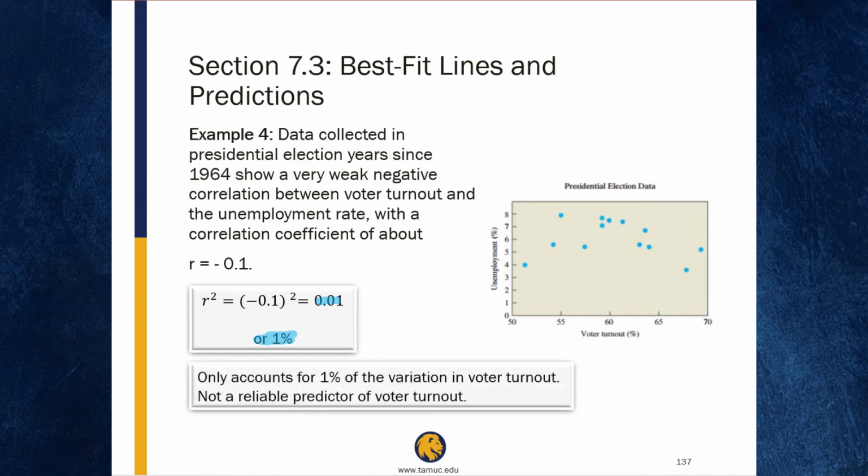So what that tells us is the best fit line for this data only accounts for 1% of the variation in voter turnout, and so it would not be a very reliable predictor to use the unemployment rate to predict voter turnout. And one reason for this is the correlation is a very weak negative correlation, because our R value is very close to 0. So for that reason alone, using unemployment rate to correlate with voter turnout will not give very good predictions.